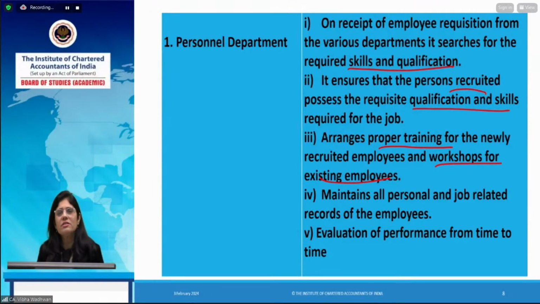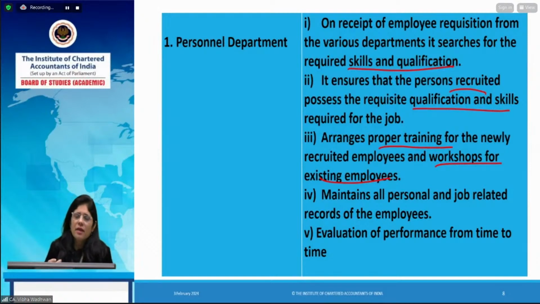So the entire responsibility is on the personnel department. It maintains all personal and job related records of the employees. So the personnel department has every detail of every employee who is working in the organization. All right.